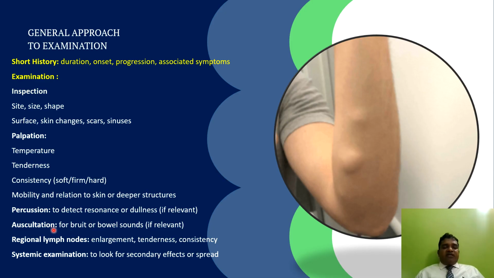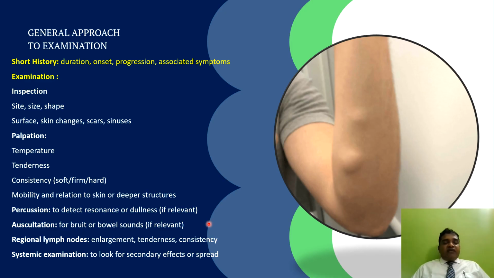Then auscultation. Auscultation always uses the stethoscope. Better to use a good quality stethoscope. Some aneurysms can cause abnormal sounds, and sometimes bowel obstruction sounds you can hear. Regional lymph nodes you always want to examine because of malignant conditions: regional lymph node enlargement, tenderness, consistency, you can check. Systemic examination is also part of the examination for your exams. So you can do the relevant examination depending on the time frame.